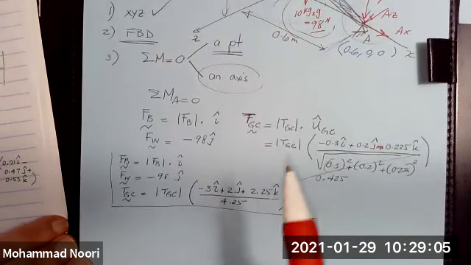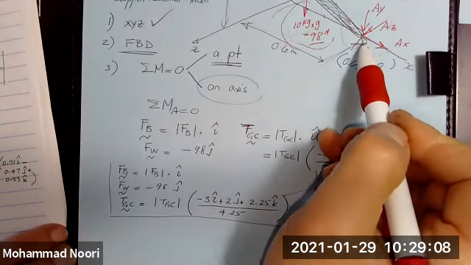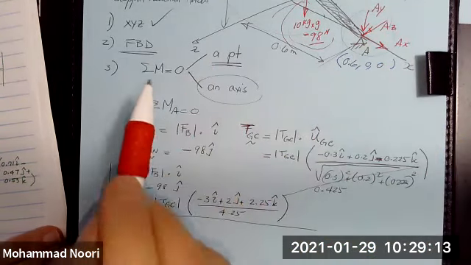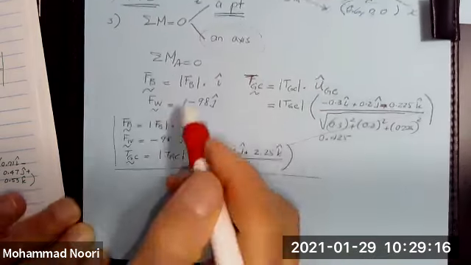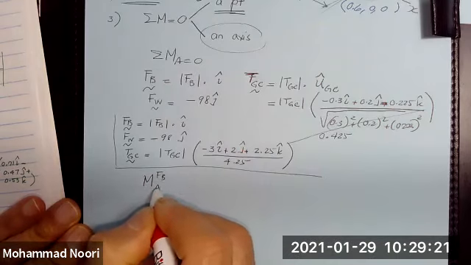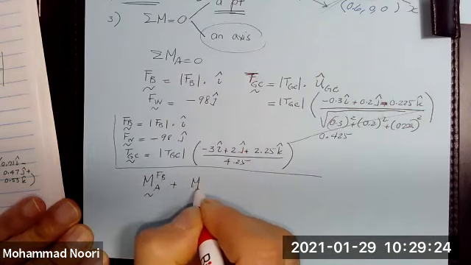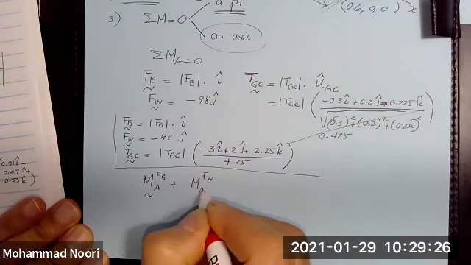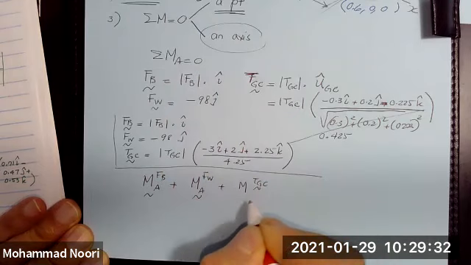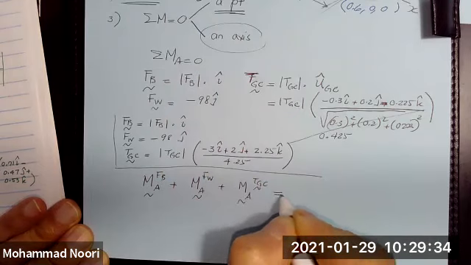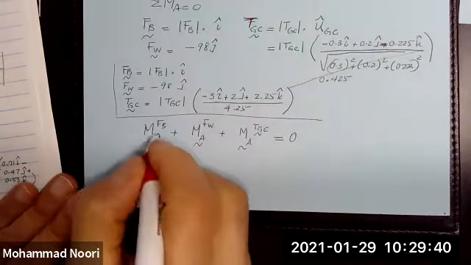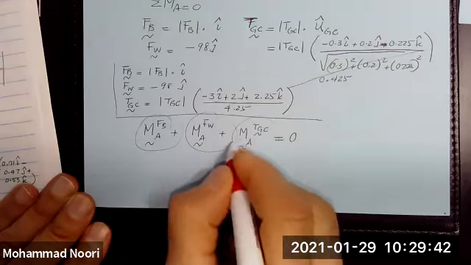Now, I need to find the moment of all these forces about A, add them up, and equate that to 0. That's the summation of moments about A. So I need to find the moment of F_B about A, plus the moment of F_W about A, plus the moment of that GC force about A, and equate that to 0, right? So let's begin. We need to evaluate each of these.